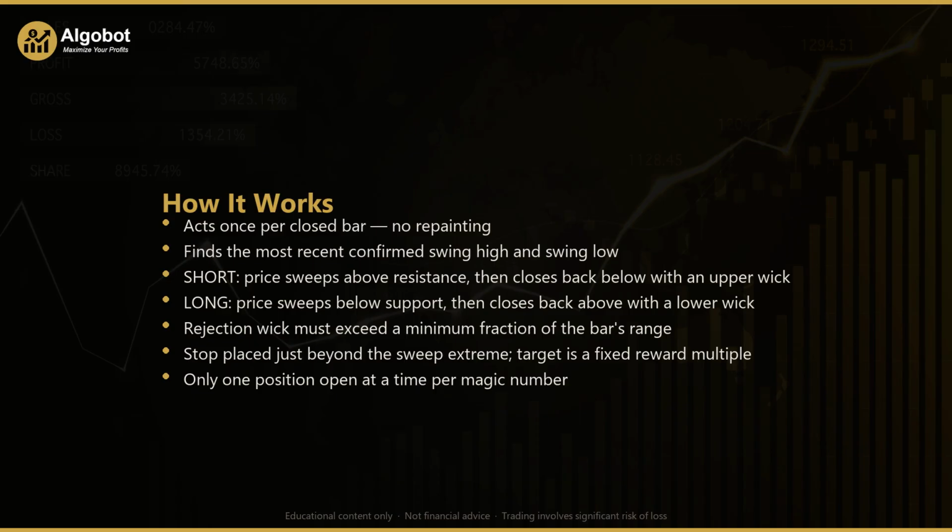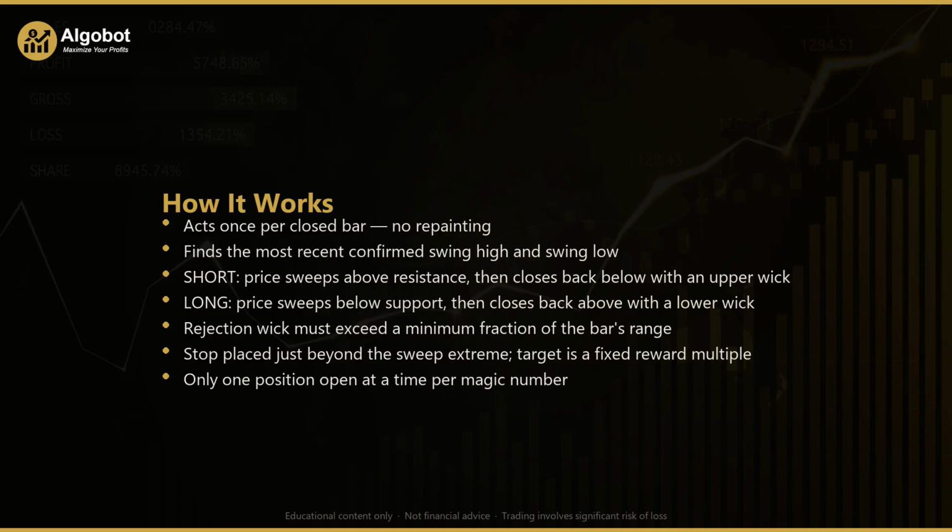The expert advisor only makes a decision once per fully closed candle. It never acts on a candle that's still forming, which keeps its signals stable and prevents repainting. First, the EA maintains a running memory of recent closed bars. On each new bar, it scans backward to find the most recent confirmed swing high and the most recent confirmed swing low. A swing high qualifies only when its high is strictly the highest over a fixed number of bars, set by the pivot parameter, on both the left and the right side. The swing low works the same way, but for the lowest low.